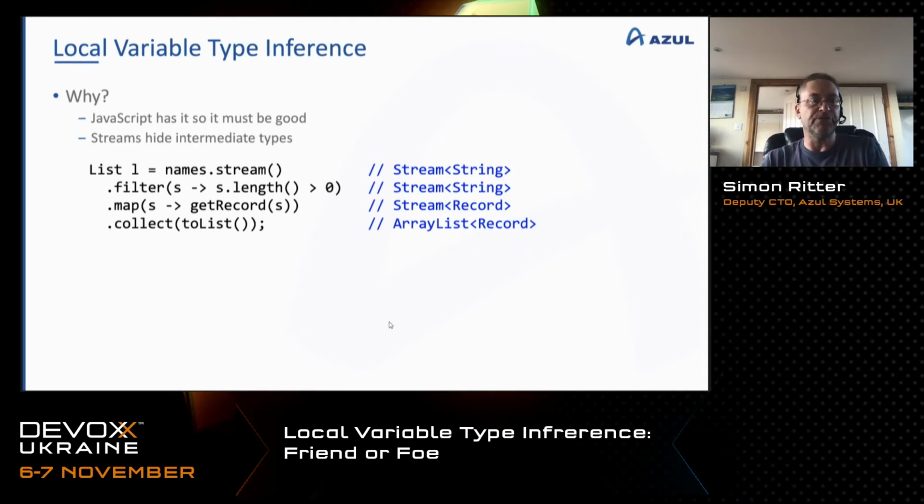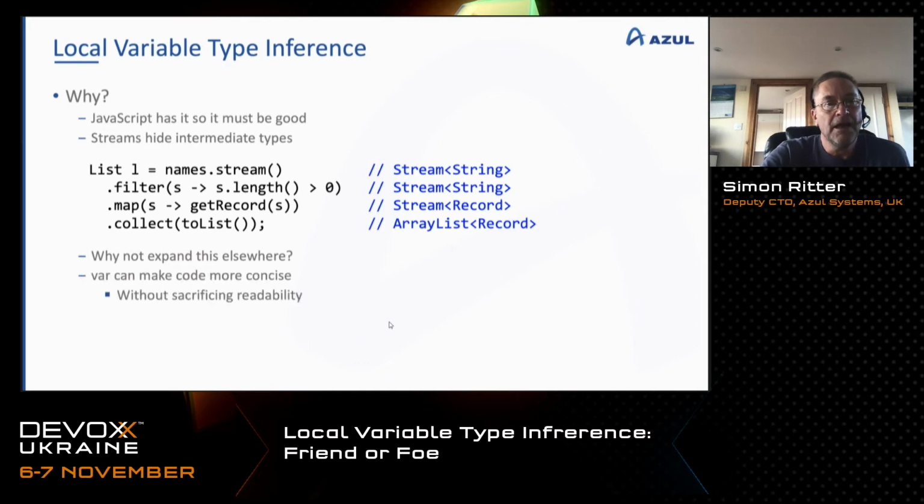The intermediate types are invisible to us. We don't see those in our code. All we're interested in is the fact that we get an array list of type record at the end of that. So what we'd like to do is to extend the way that this is used into more situations where we don't care about the type. We just want to use that variable and do something with it, but we're not too worried about understanding too much about the type of it.